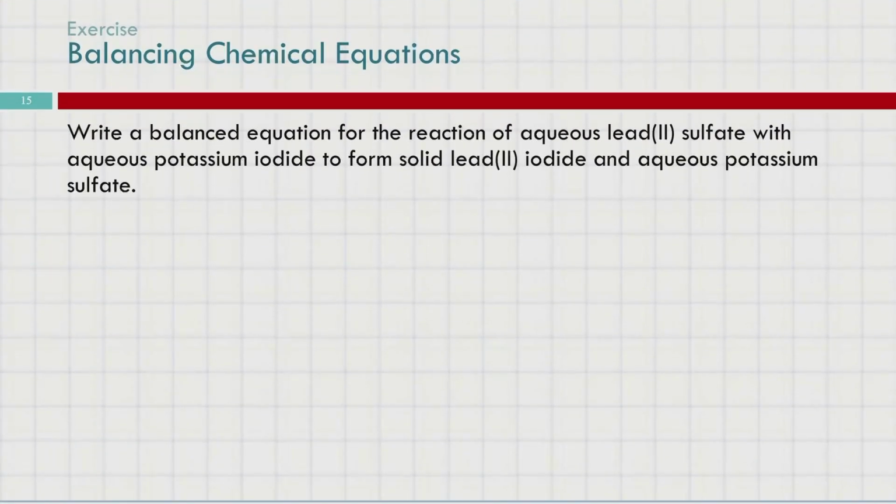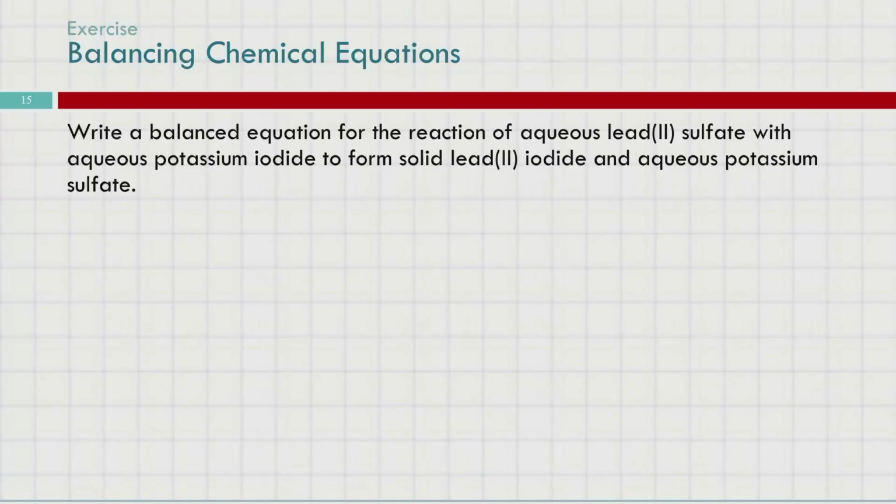All right, here's one for you to try. Balance this chemical equation. Aqueous lead-2 sulfate, aqueous potassium iodide to form solid lead-2 iodide and aqueous potassium sulfate. Give you about 5 minutes. It was about 2 minutes.